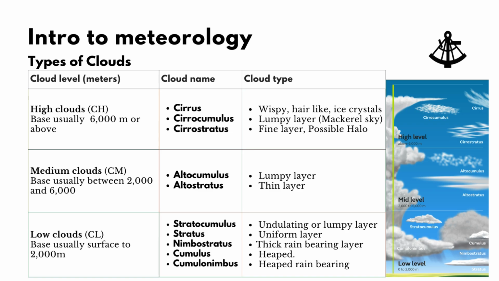High-level clouds, like the cirrocumulus clouds, a lumpy layer of clouds, also known as mackerel sky, which we see ahead of a depression. Then we have the medium-level clouds, termed alto, and the low-level clouds, like the stratocumulus clouds, or the nimbostratus clouds, which are a layer of rain-bearing clouds.